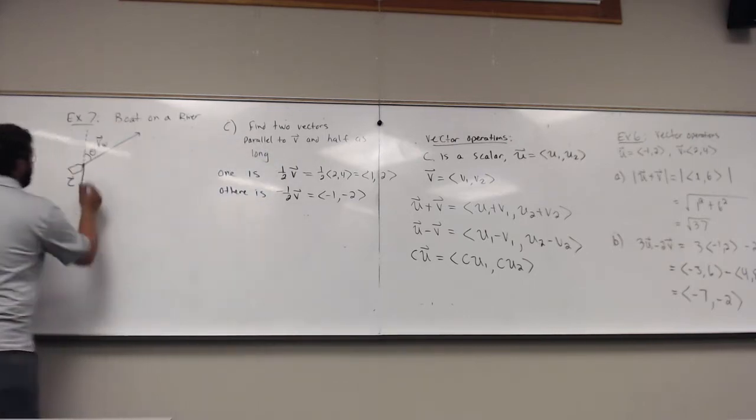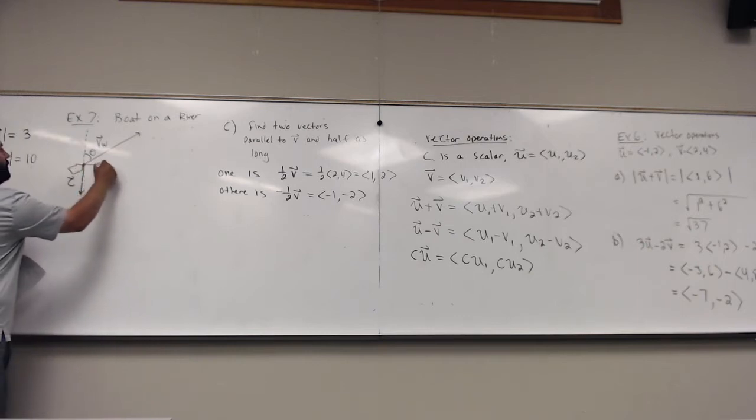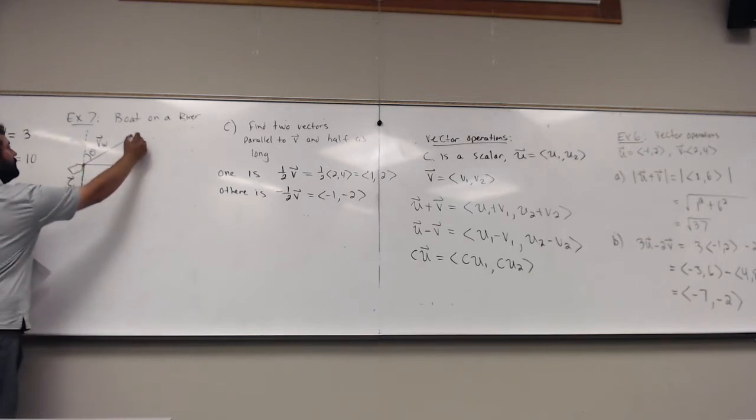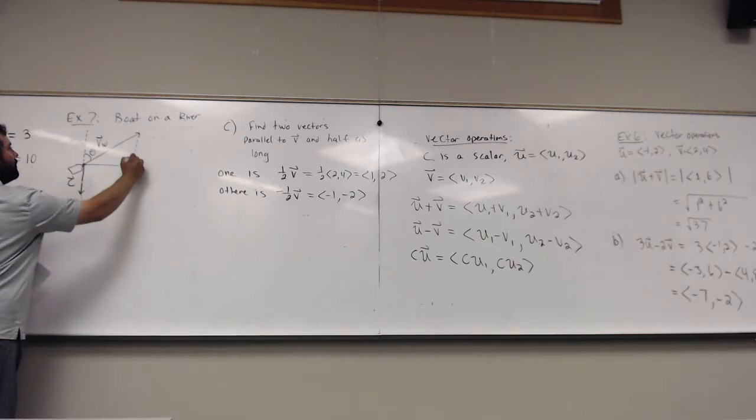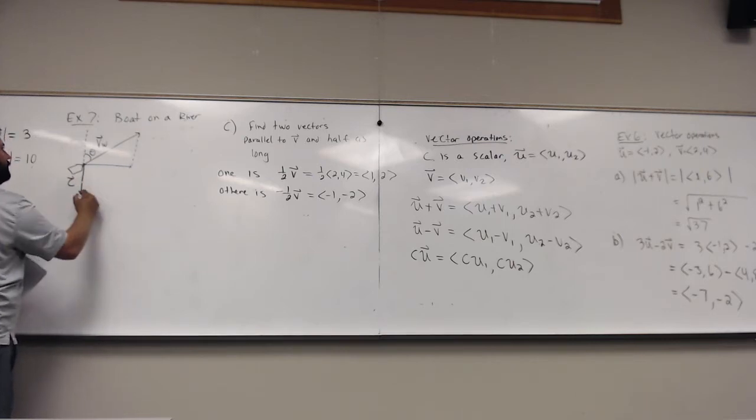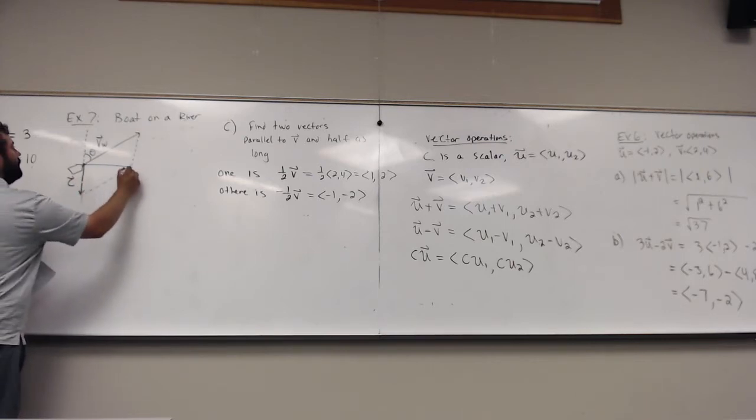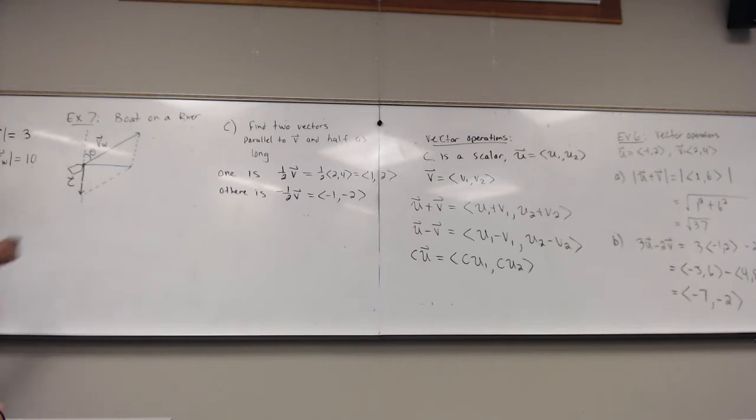Okay, so ultimately we want to be going in this direction. Let me think how I got to draw this here. There we go. And this is the vector we're looking for. It's going to be the velocity of the boat relative to the ground.